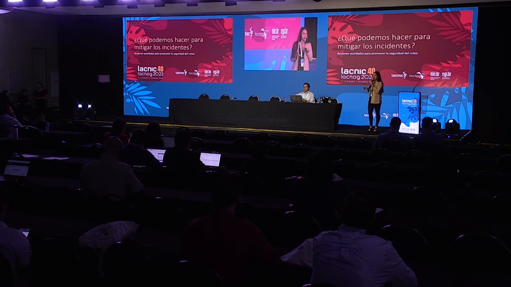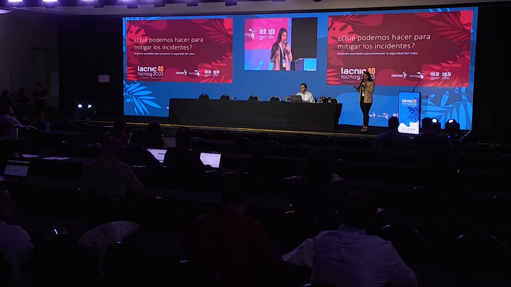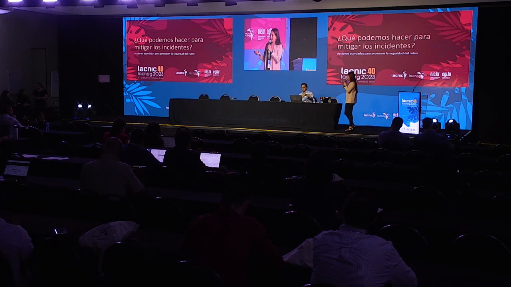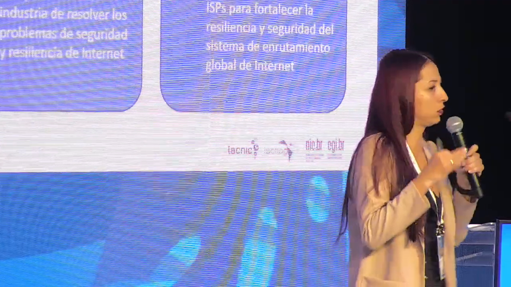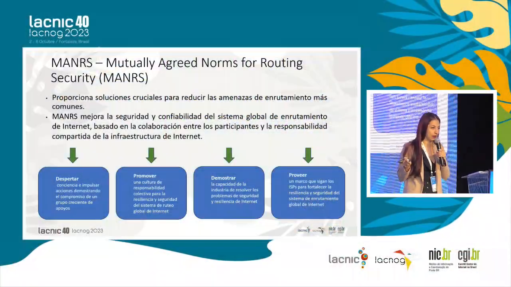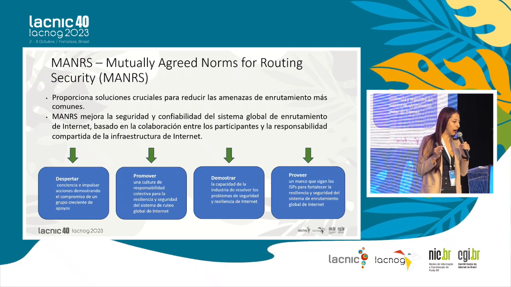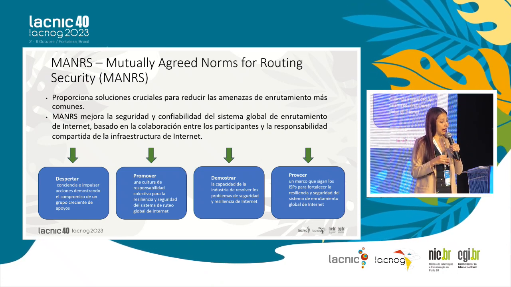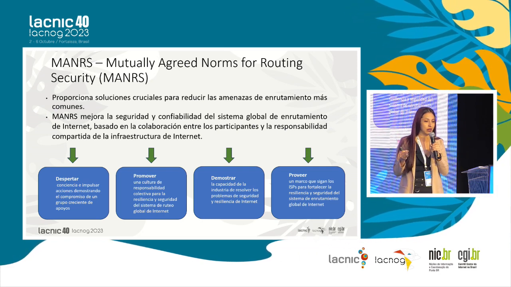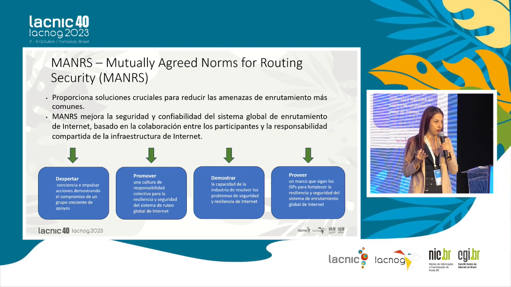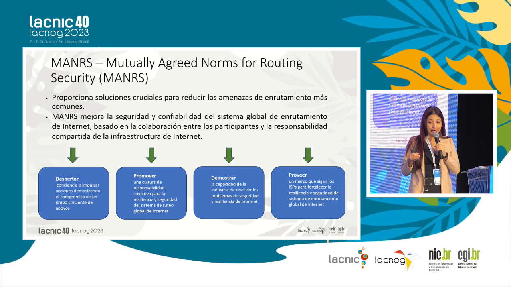So, let's go on with this part, some actions. What can we do to mitigate these incidents that Guillermo just mentioned? One of these actions, these norms, these standards, is what we're going to start using so that we can find the mechanisms that we're going to discuss in the tutorial today. So we have the mutually agreed norms for routing security, that's MANRS. And these norms provide key solutions to reduce the most common routing threats, what we just saw.